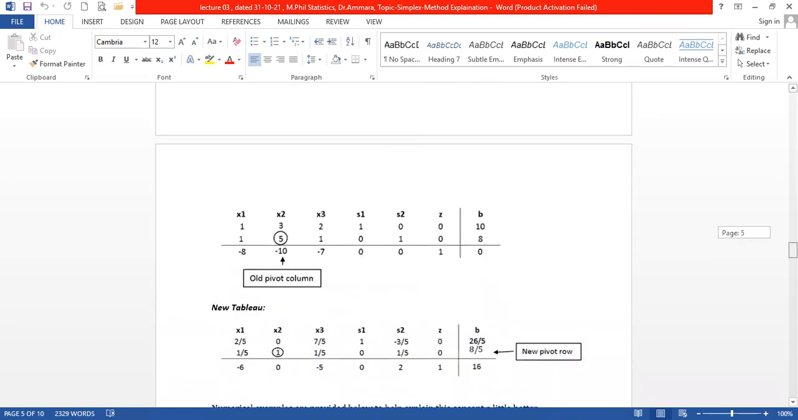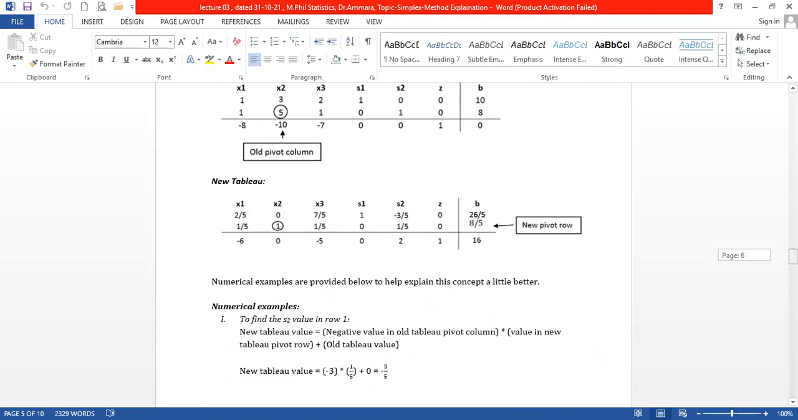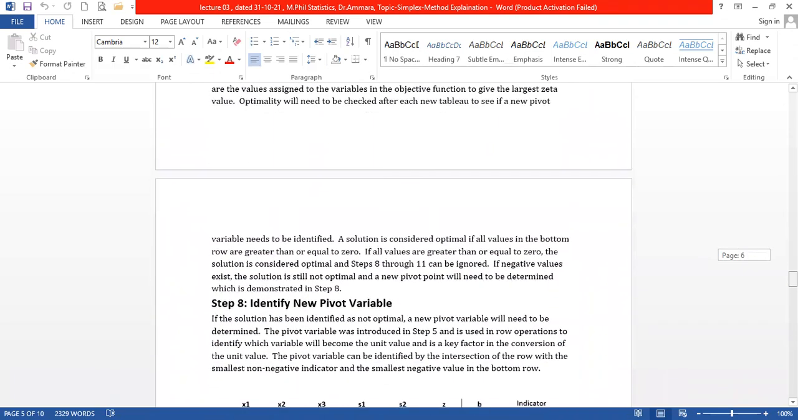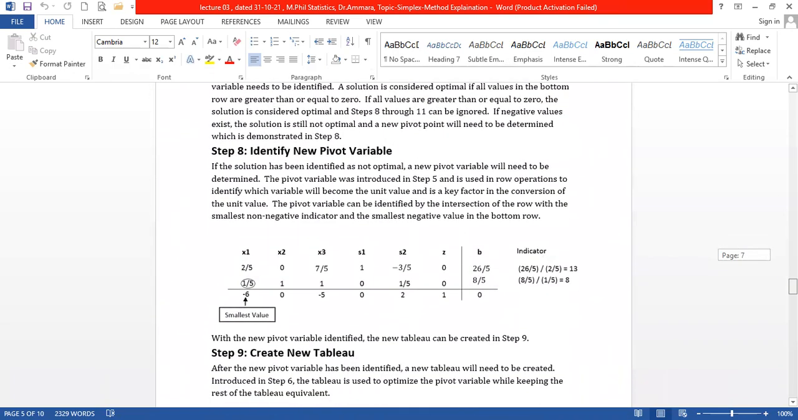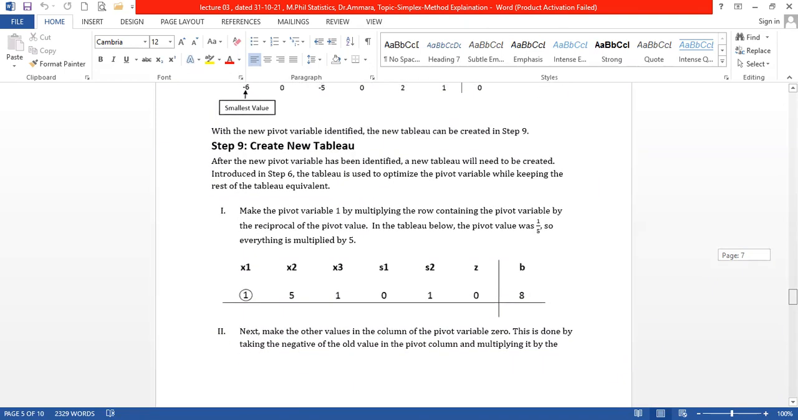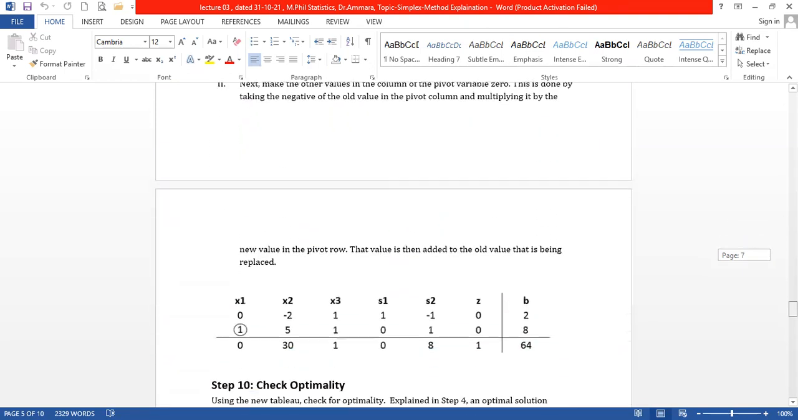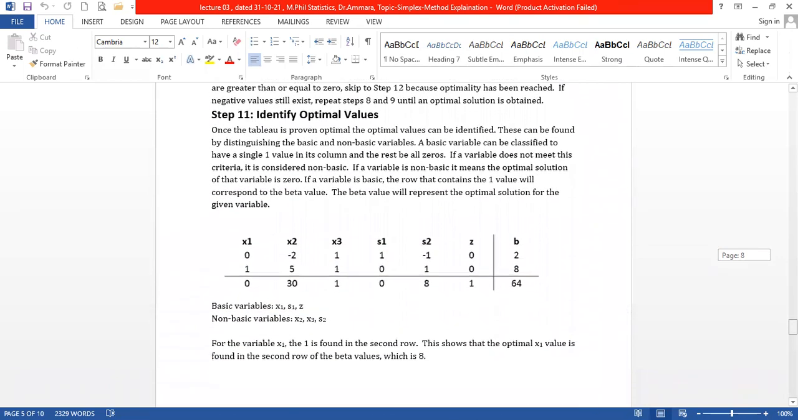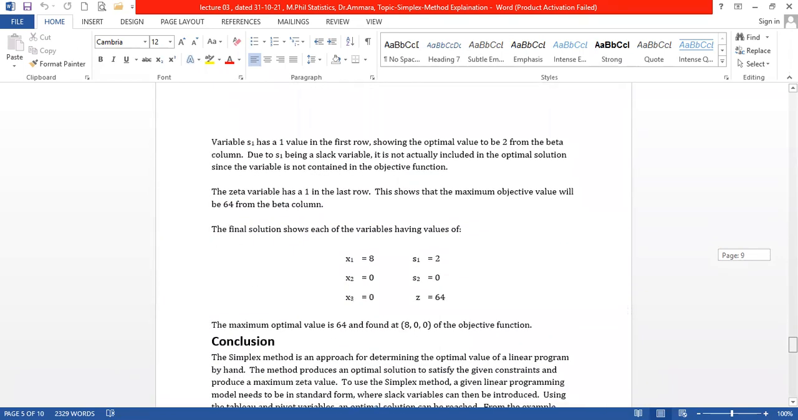So our old table will be changed to the new table and we find the new optimal row. So we check the optimality and identify the pivot variable, and then we create a new table. In the next step, we check the optimality, identify the optimal values, and find the solution.